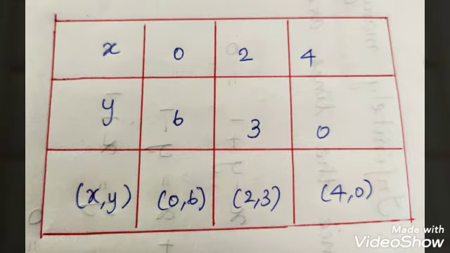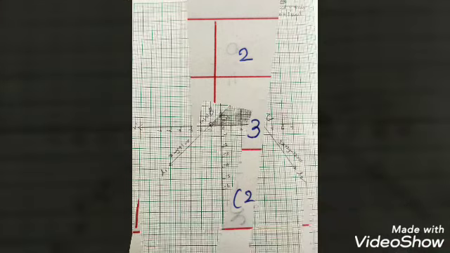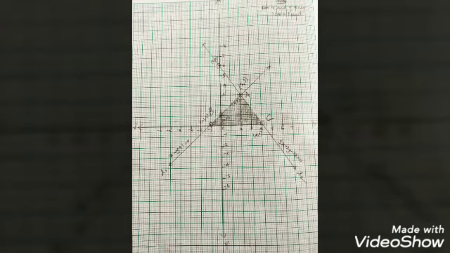Next, now we are going to tabulate: 0, 6; 2, 3; and 4, 0. What are the coordinates? 0, 6; 2, 3 and 4, 0. Now we are going to plot the two lines. We got the graph and we are going to shade the triangle part.